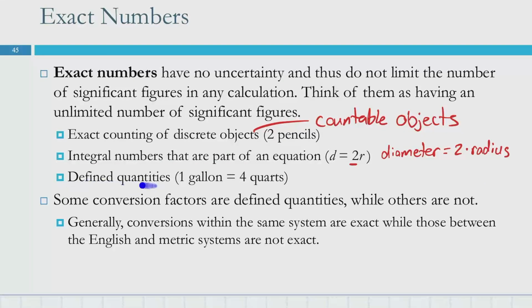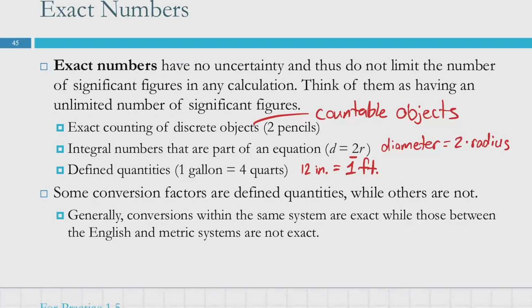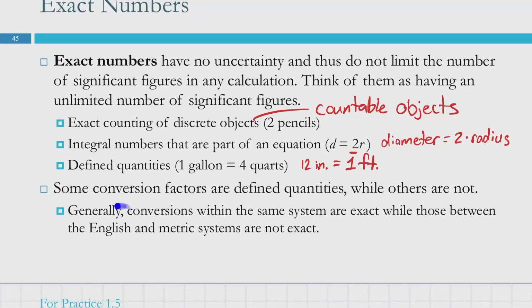And we also have defined quantities. Like 1 gallon is defined as 4 quarts, or 4 quarts equals a gallon. Or other things like 12 inches equals 1 foot. Those types of things are exact. They're defined based off of each other, and so those also have this exact number, unlimited significant figures, quality about them. Some conversions are not defined quantities.